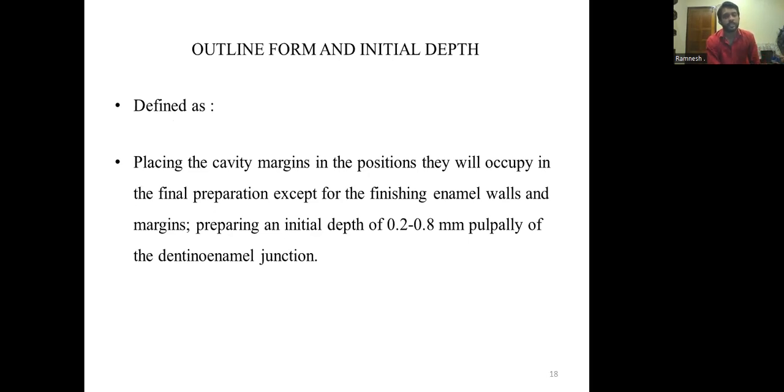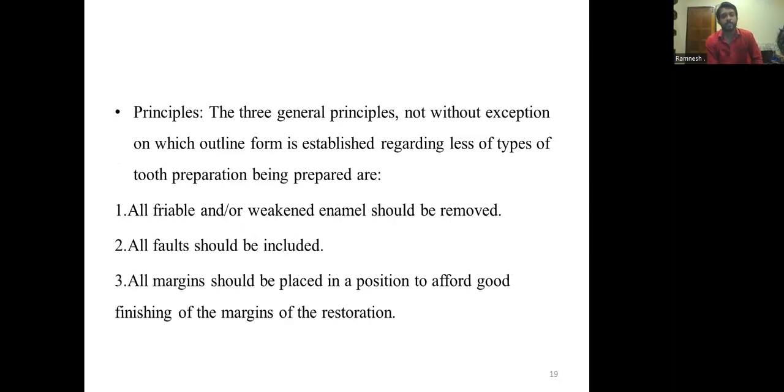Outline form is defined as placing the cavity margins in the position which they will occupy in the final preparation, except for the finishing of enamel walls and margins, preparing an initial depth of 0.2 to 0.8 mm pulpally of the dentino-enamel junction. Principles are: all friable or weakened enamel should be removed, all faults should be included in the cavity, and all margins should be placed in a position to afford good finishing and margins of the lesion.